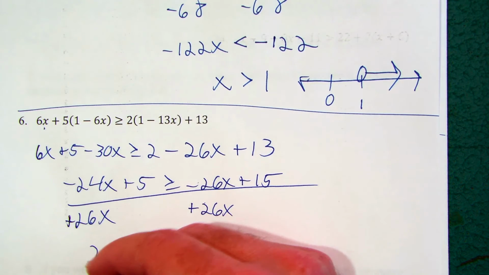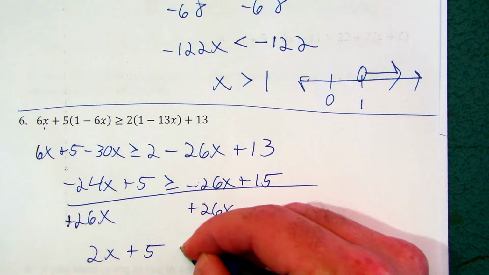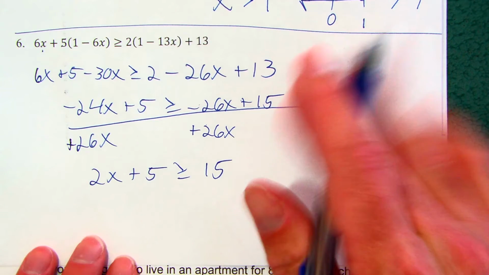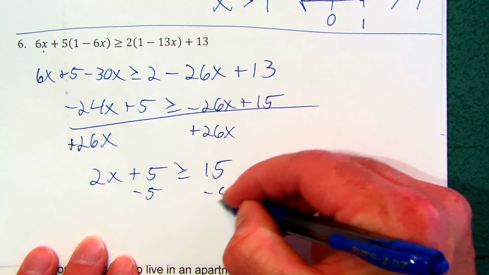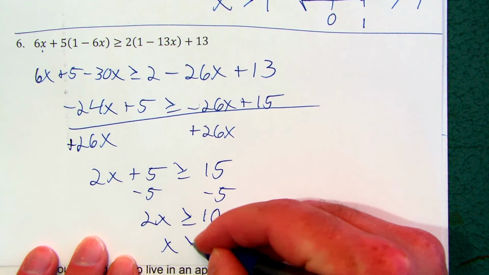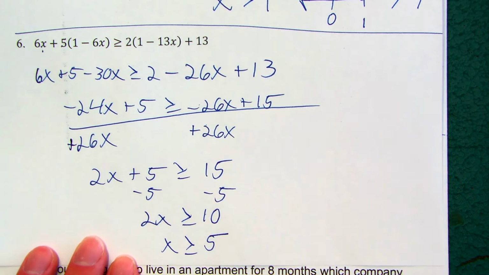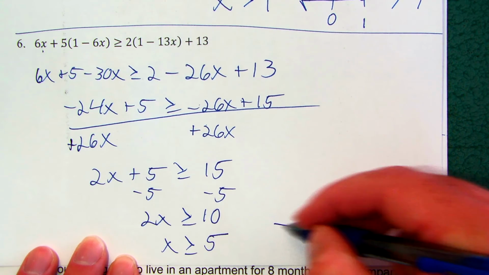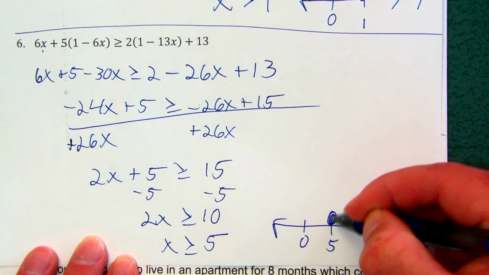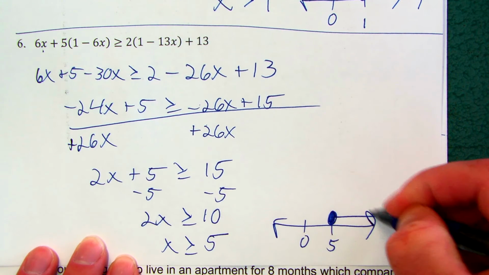So we get 2x plus 5 is greater than or equal to 15. Subtract 5 from both sides. 2x is greater than or equal to 10. So x is greater than or equal to 5. And your graph, there's 0, there's 5, solid circle because it's greater than or equal to, and everything to the right of that.